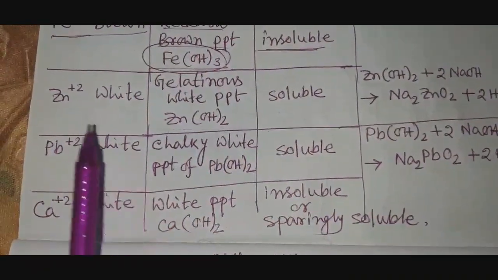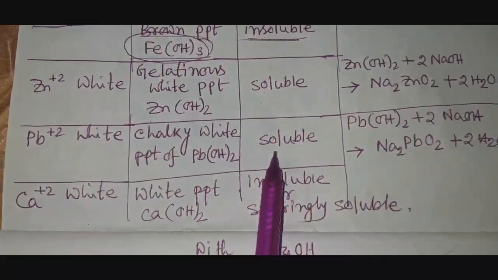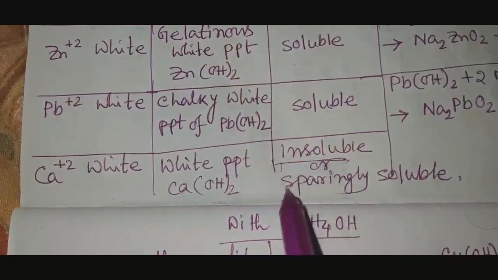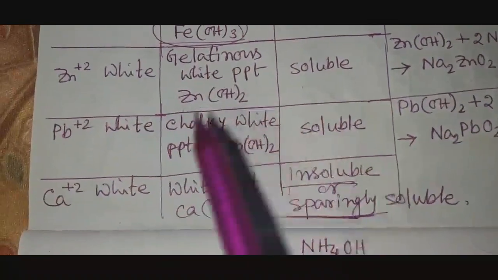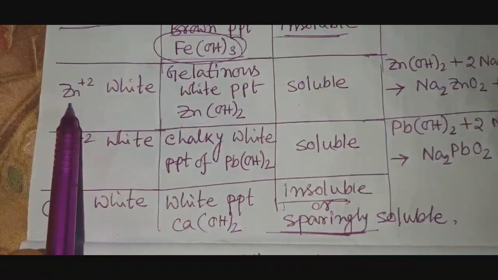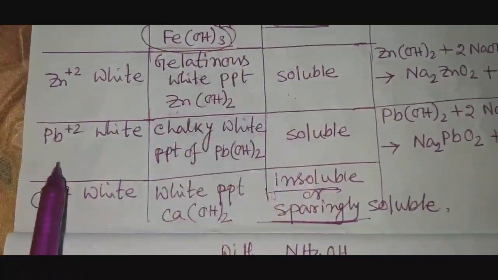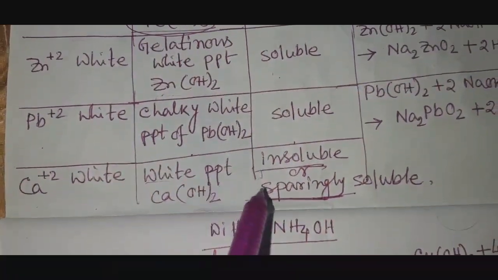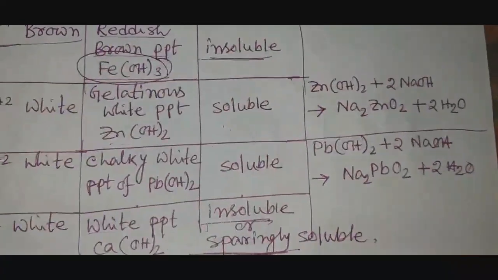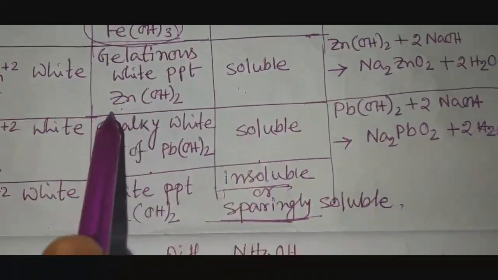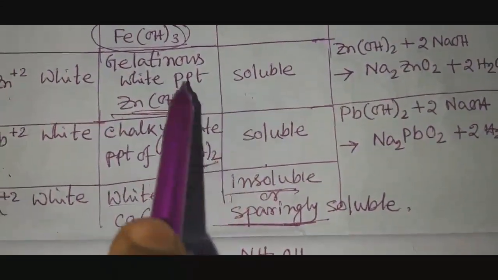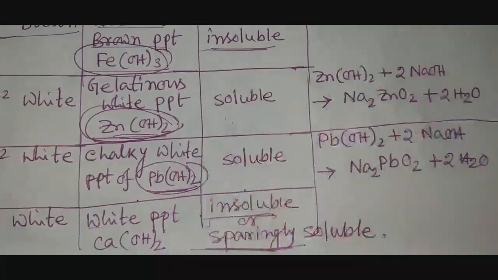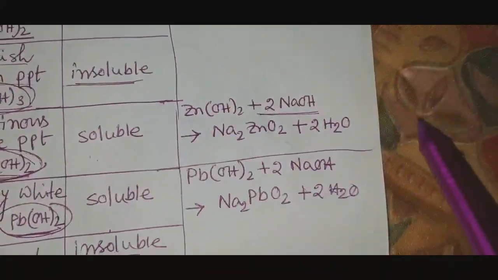Lead is also white. It is a chalky white. It is also soluble in excess. And calcium forms a white precipitate, but it is insoluble or sparingly soluble. Sparingly soluble means very little. So zinc is a white precipitate that is soluble. Lead is a white precipitate, soluble. Calcium has a white precipitate, but it is insoluble. So what is the fact? Whenever zinc or lead react, they form zinc hydroxide and lead hydroxide. Now these two, this zinc hydroxide and this lead hydroxide, may react with excess NaOH, and after their reaction something will form that dissolves.